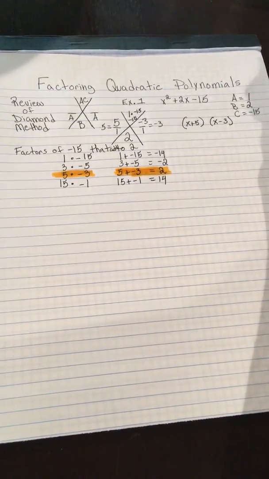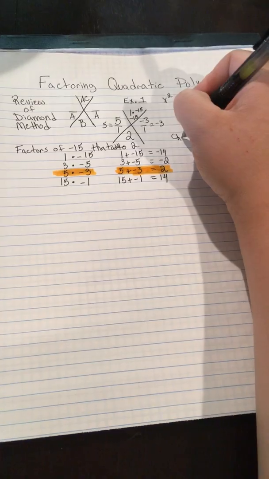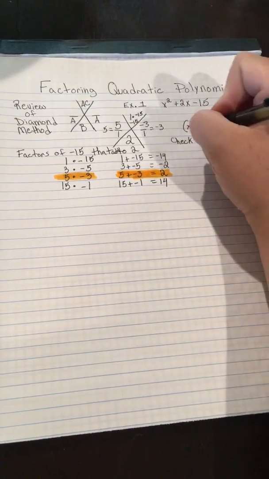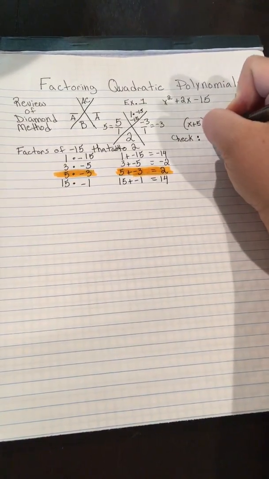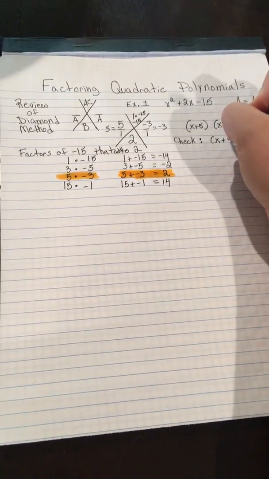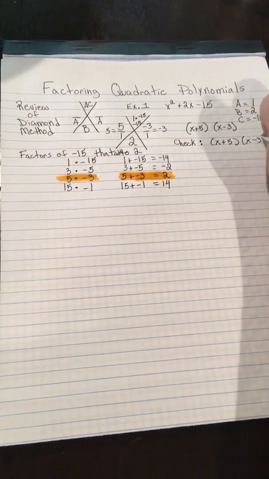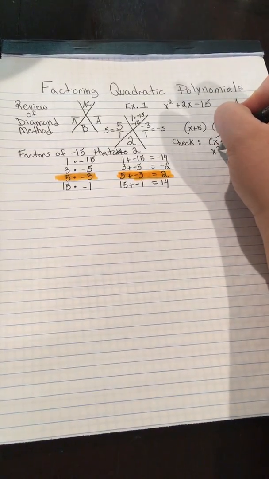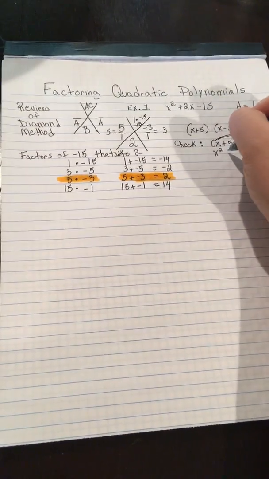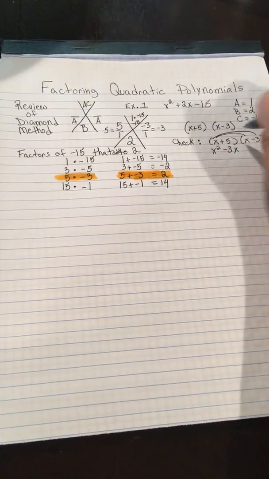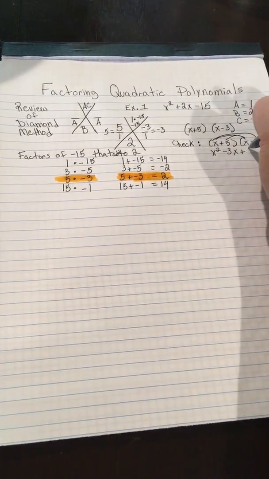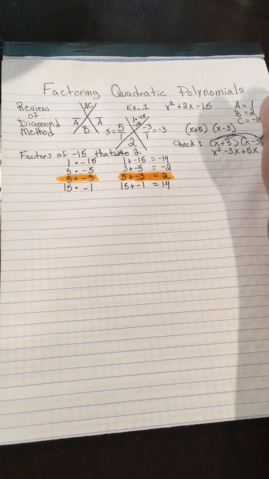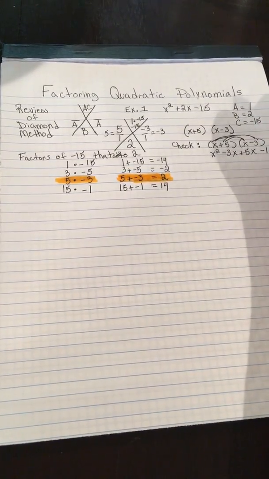And we can check that. So we're going to check our work. And all that means is we multiply them back together. We kind of do the opposite. So x plus 5, x minus 3. First two terms, x times x is x squared. X times negative 3, that's negative 3x. 5 times x is 5x. And 5 times a negative 3 is a negative 15.